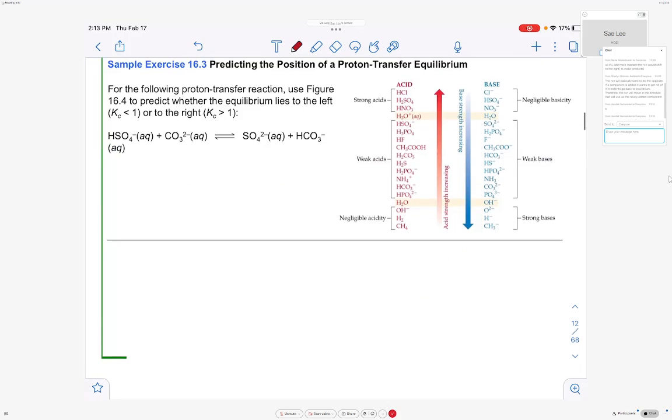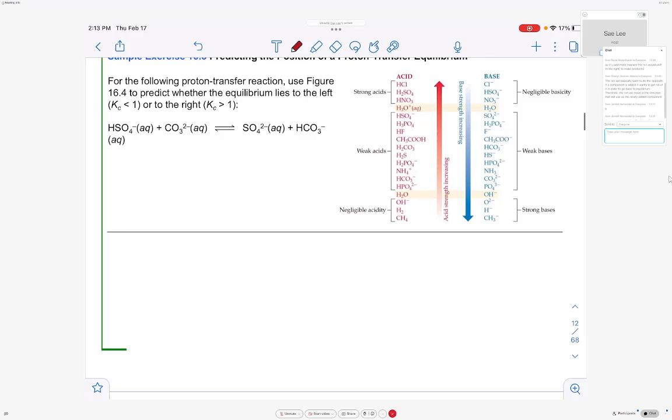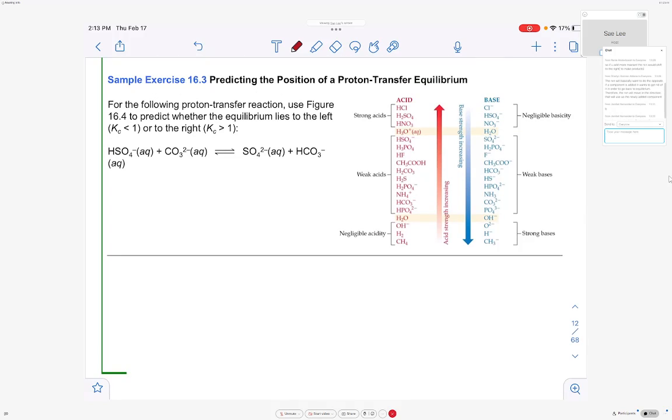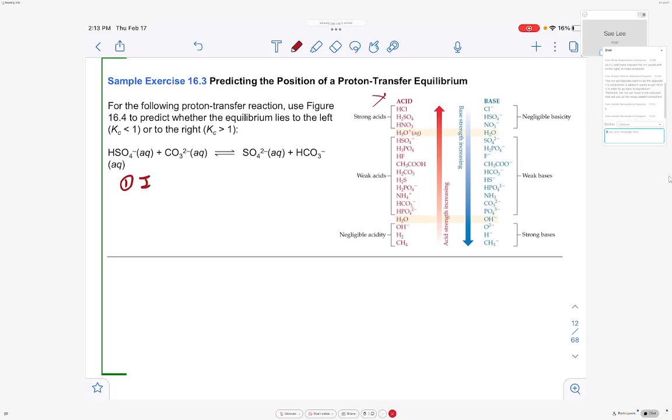Let's try a sample exercise to get a better idea, right? Let me read the question. For the following proton transfer reaction, use the figure to predict whether the equilibrium lies to the left or lies to the right, okay? So for this question, we need to determine whether the forward reaction is favored or reverse reaction is favored. Again, the very first approach should be identifying bases, and then compare the basicity.